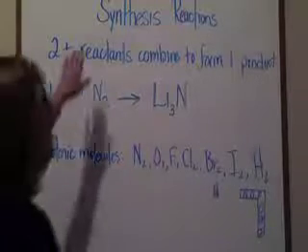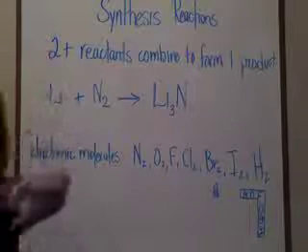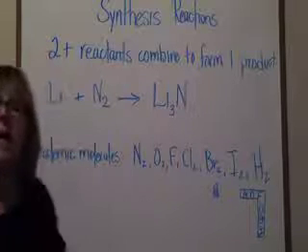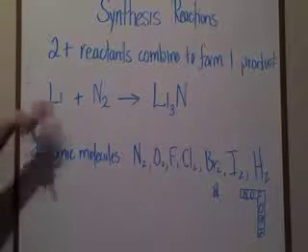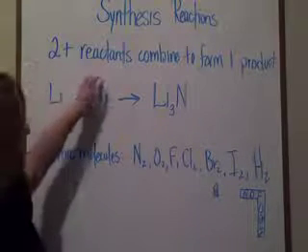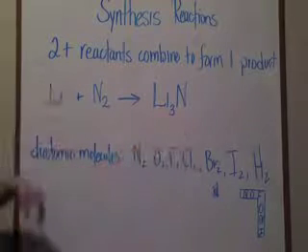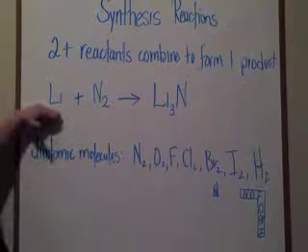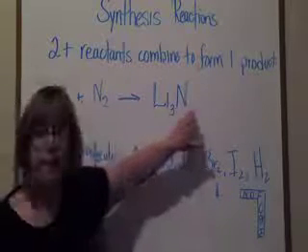Let's talk about synthesis reactions. So this is when two or more reactants combine to form one product. And the first type of synthesis reaction we need to talk about is when a metal reacts with a nonmetal to form what we call a salt. So here we have lithium, that's a metal, and nitrogen, N2, forming lithium nitride.